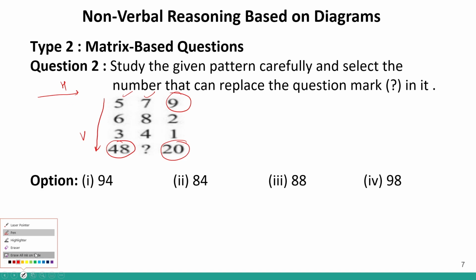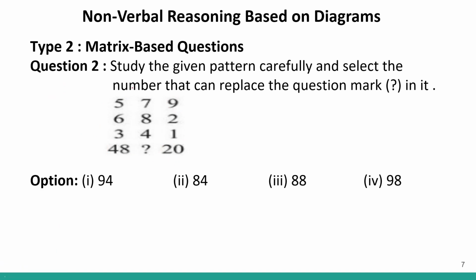Now, here let us see. So 5, 6, 3 and 48. Let us give them alphabets A, B, C and D. This is A row, B row, C row and D row. Okay, so I can see 6 into how much? 6 into 8 will give me 48.